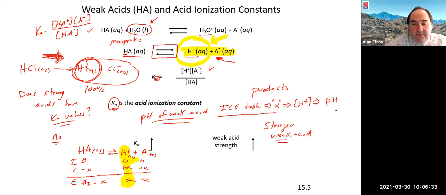So we do just like we did in the previous chapter with equilibrium. We make an assumption if you can make an assumption. If you can't make an assumption, then you need to do quadratic. You solve it just like a normal ice table. The only difference is we're usually interested in just the H plus concentration. That then goes into the pH equation at the end, and that allows us to get to the pH value. Any questions on that?